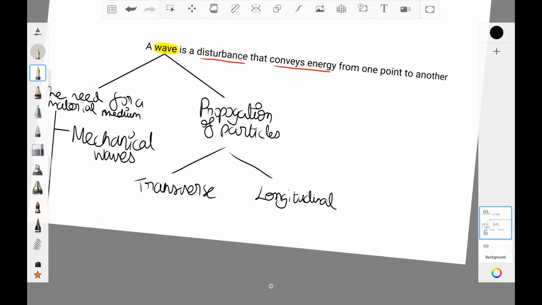Now, essentially, this form of classification helps you separate waves based on how the particles vibrate. Now, what does this mean? Let's look at them in more detail.